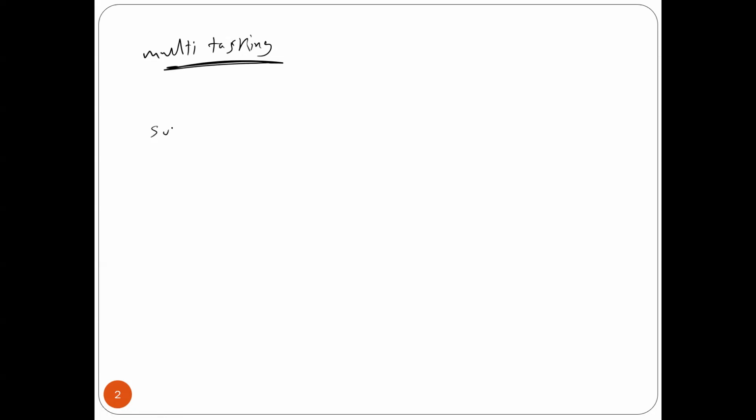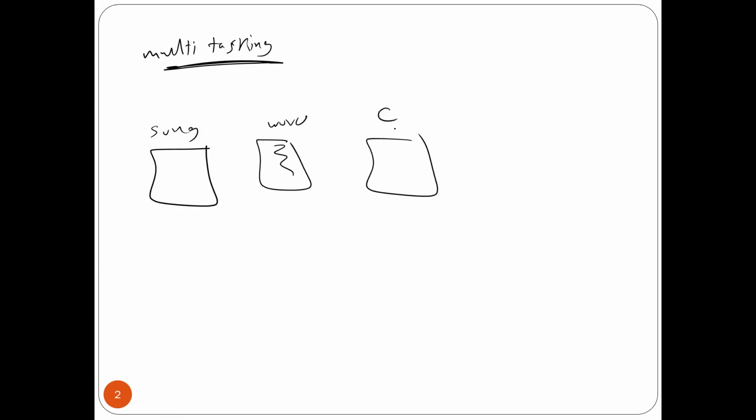That means you may run a song, play a song, and also maybe you are writing in Word. Maybe you are also running a C program. You are running all these different programs at the same time, right? That's what we call multitasking. You can do several things. In our computer, you can run a song at the same time, you can run Skype, different programs at the same time.